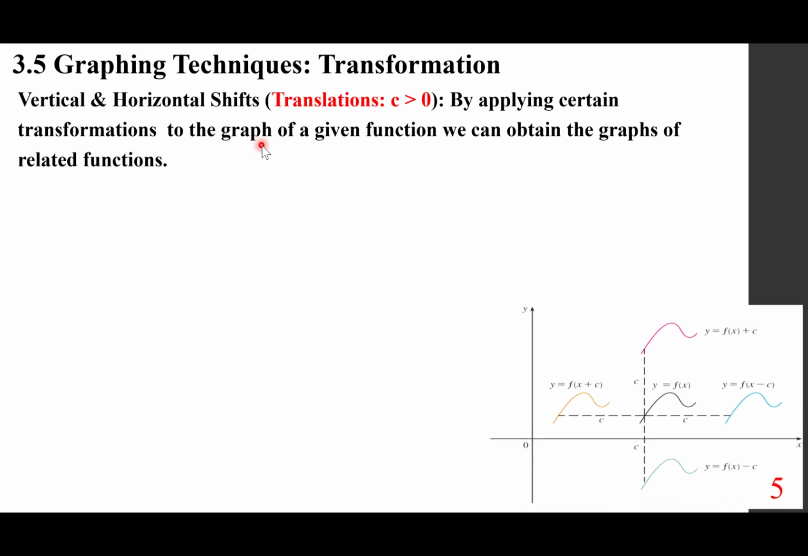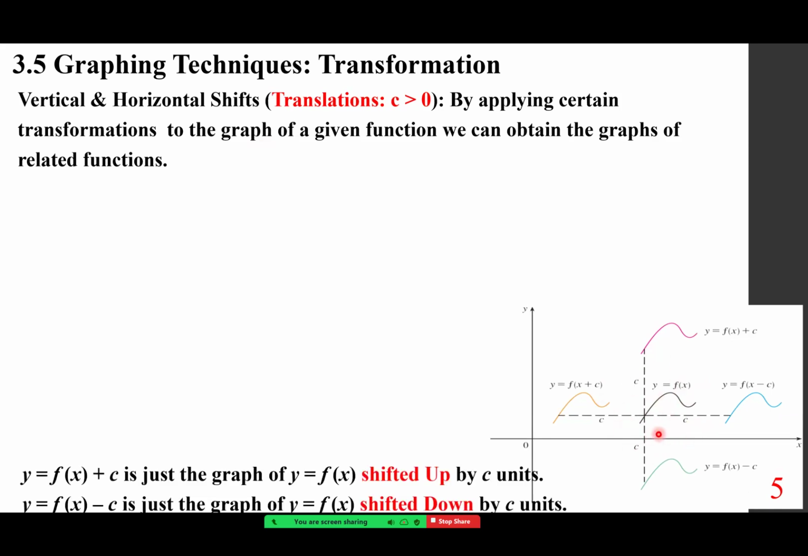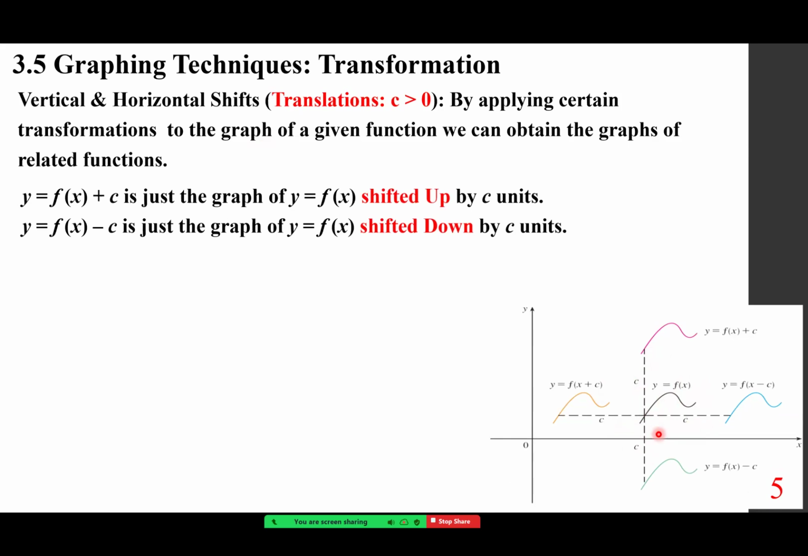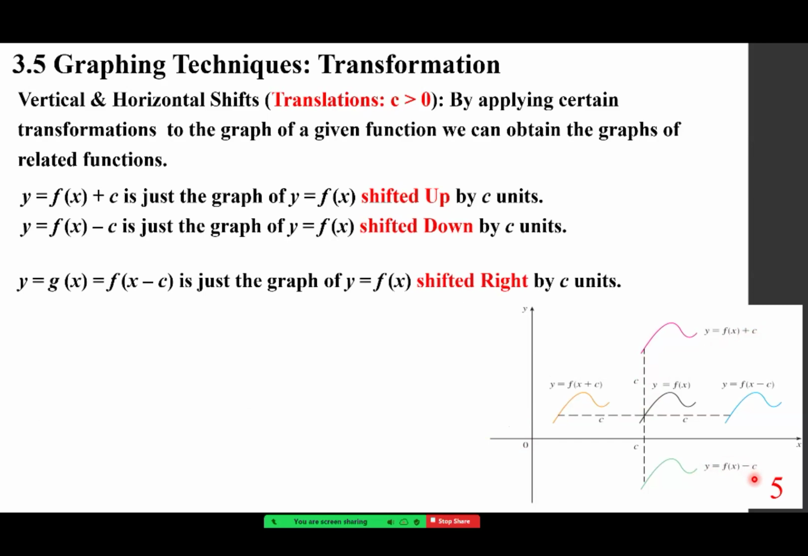If you look at this, it basically gives you what's happening. Look at the first one, the same function y equals f of x. This is the function that we start with. Y equals f of x plus c is just the graph of y equals f of x shifted up by c units. F of x minus c is the graph of the same function shifted down by c. So if you add plus c to the y coordinate, it takes it up by c units, or if you subtract it, it takes it down by c.